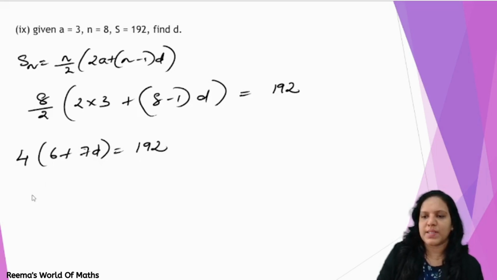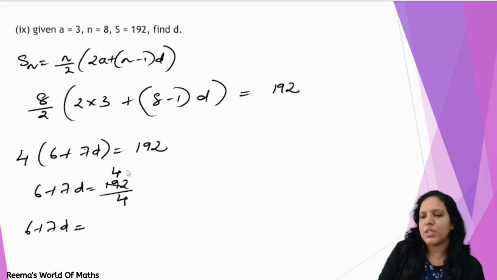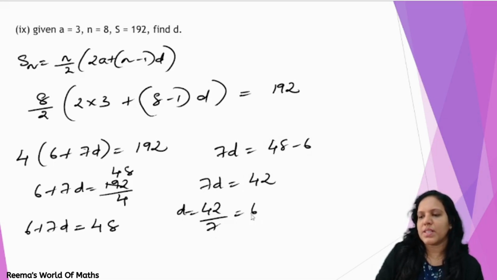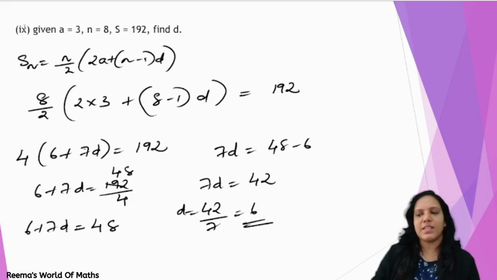We can take 4 to the other side. So that is 6 plus 7d equals 192 divided by 4, which will give you 48. Correct? 6 plus 7d equals 48. 7d equals 48 minus 6, that is 42. d equals 42 divided by 7, which is 6. So d, the common difference here, is 6. Let's see the next question.